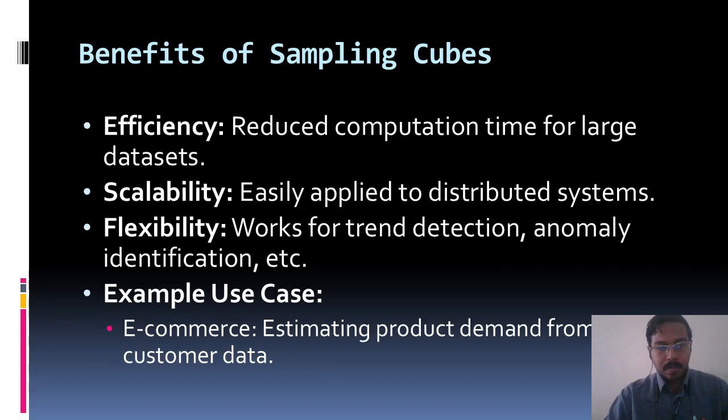Sampling cubes bring several benefits. They greatly improve efficiency by cutting down computation time. They are scalable, meaning they can easily be applied in distributed systems. They are also flexible, as they can help with trend detection, anomaly identification, and more. For instance, in e-commerce, companies often estimate product demand based on sampled customer data, which allows for faster decision making.